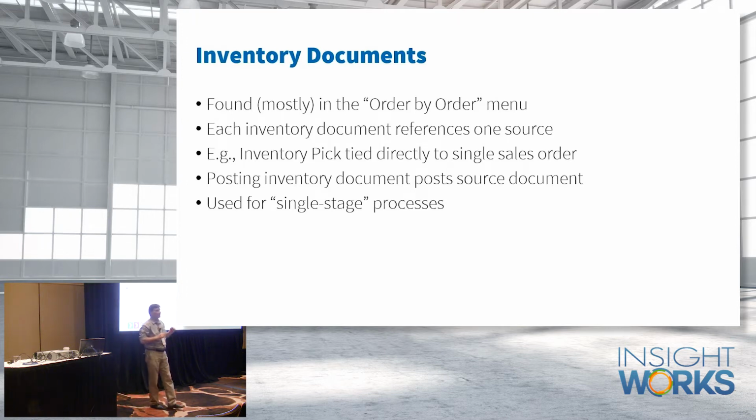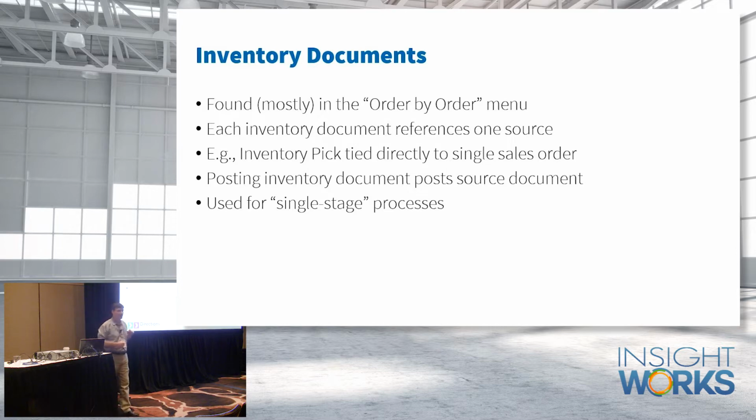The department menu within NAV, if I go in there, we can actually see all those documents. In Business Central, you can't really find them very easily. So the key with the inventory documents I mentioned earlier, they're really an order-to-order document type. We have an inventory pick that matches up to one sales order as an example, or one transfer order, or one production order, that type of thing.